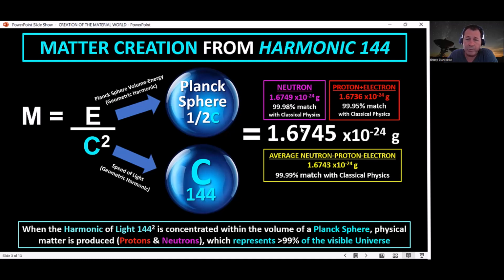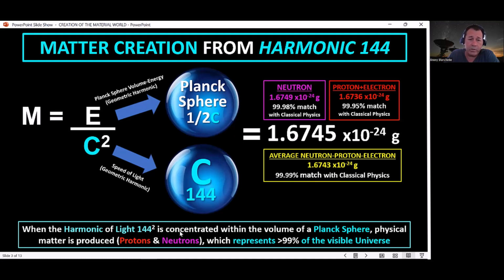So if you look at the match between what we obtained using the harmonic of light 144, there's a match at 99.98% with the value we get from classical physics. If we look at the sum of the proton and electrons, 1.6736, we have a match of 99.95%. And finally, if we average the mass of the neutron, proton, and electrons that we find in all the atoms, we get a value of 1.6743, which matches, again, very nicely with what we just obtained, 1.6745. So we have a match of 99.99% in this case with classical physics.